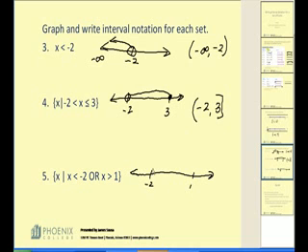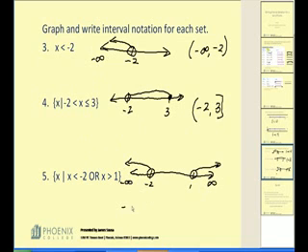X is less than negative 2. X is greater than 1. And just for added meaning, we're approaching positive infinity as we go to the right. We're approaching negative infinity as we go to the left. Now, as you can see, there are two distinct intervals here. Therefore, we are going to need two interval notations to communicate this.